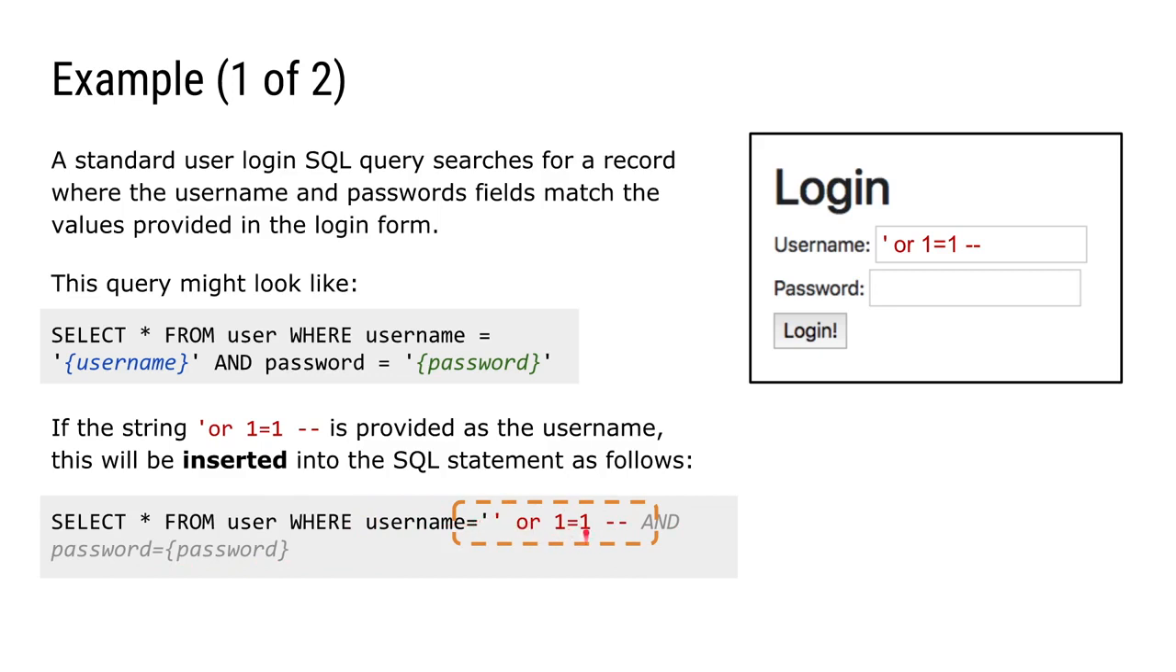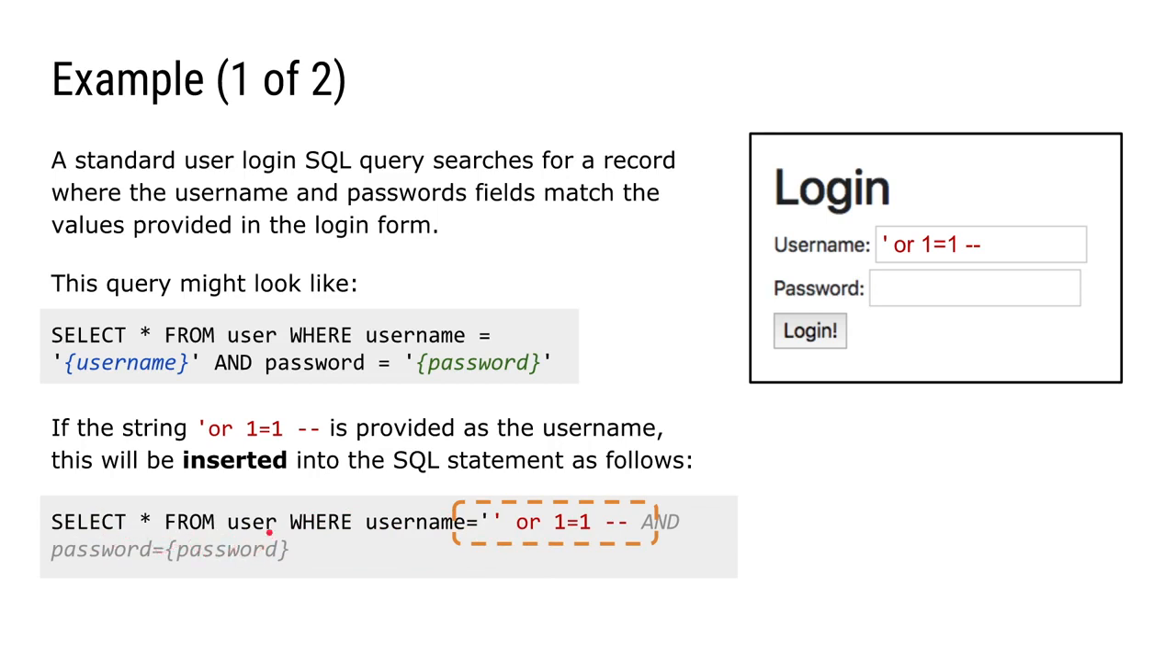Well, 1 equals 1 always returns true. Or is a Boolean operator where if one side or the other is true, it will return true. So this basically evaluates to select everything from user where true, which is the equivalent of saying just select everything from user.